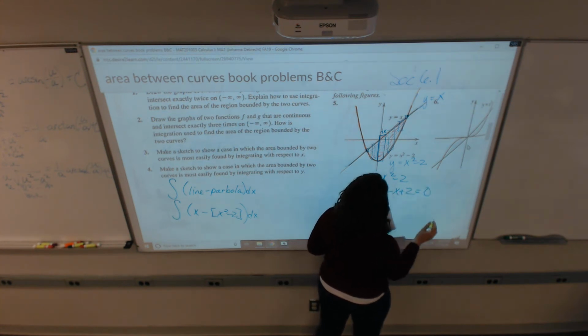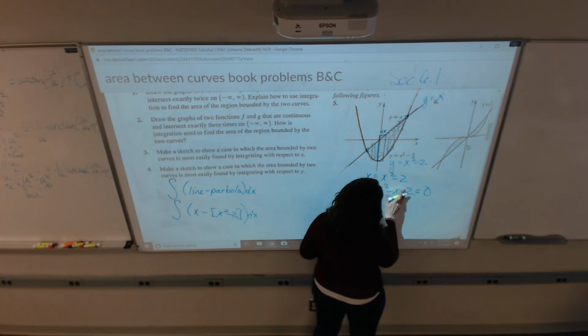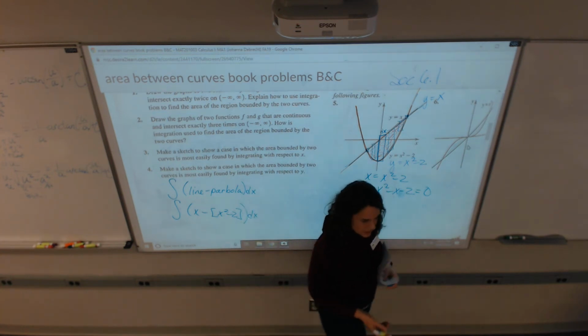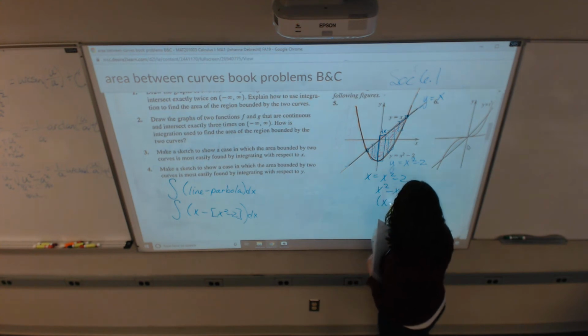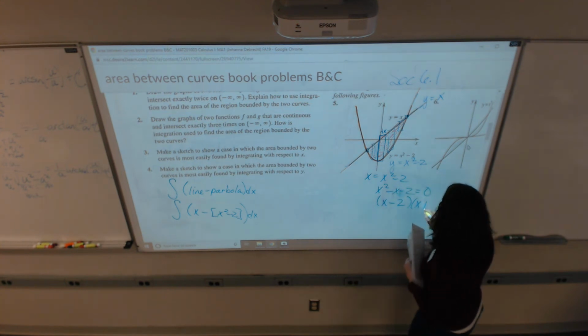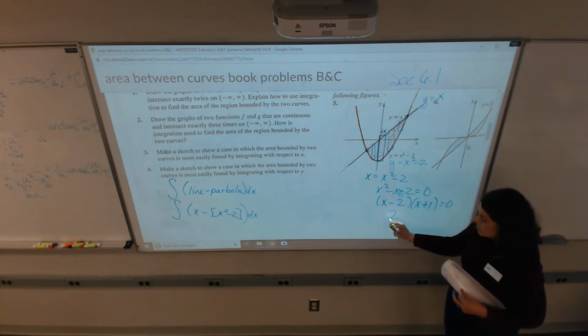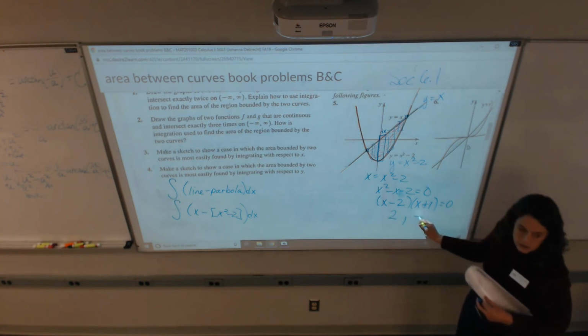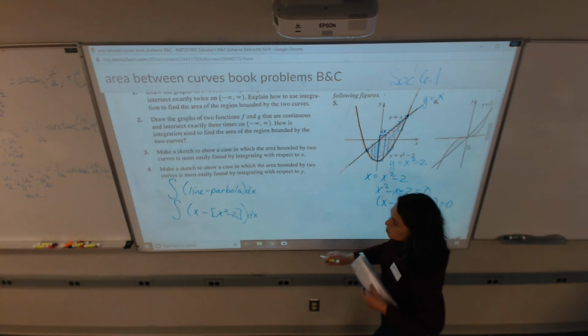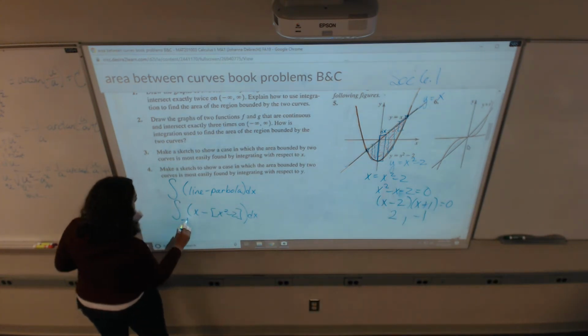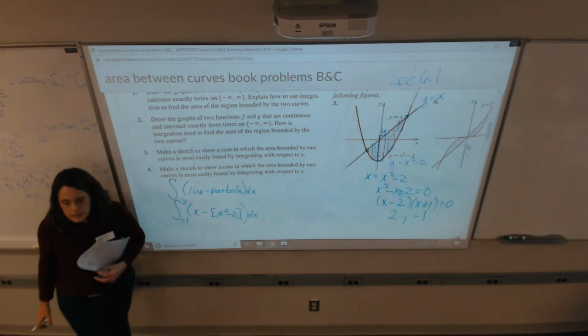If you can't factor, what are you going to have to do? Quadratic formula. Hopefully you won't get a really nasty answer. I get (x minus 2)(x plus 1). Where do they intersect? 2 and -1. So where do I integrate from? -1 to 2. Done.